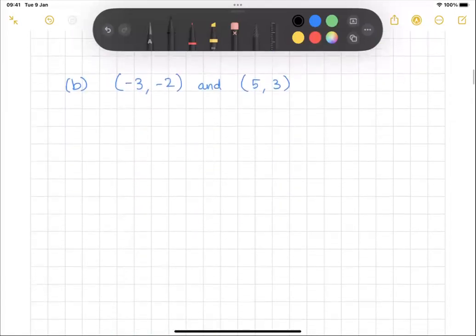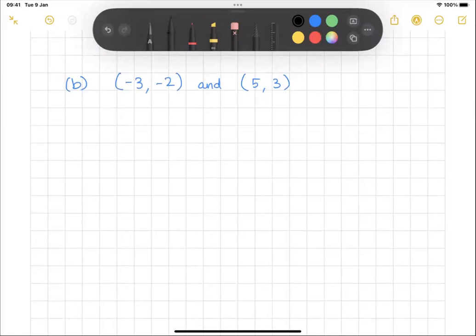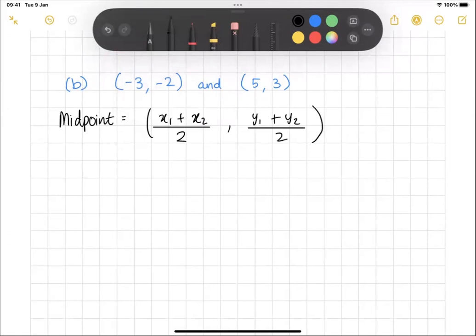Let's go to my second example: (-3, -2) and (5, 3). I'm going to write down my formula, which is x1 plus x2 all over 2, y1 plus y2 all over 2. Once I've done that, I'm going to label my coordinates as x1, y1 and x2, y2.